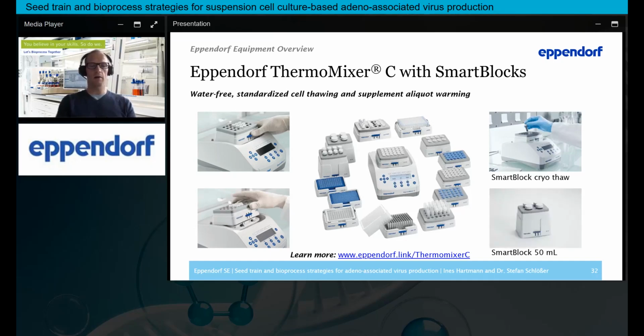And the other smart block that might be interesting for you here is a smart block for 50 ml conicals that you can use for warming your supplement aliquots, for example, or media aliquots.